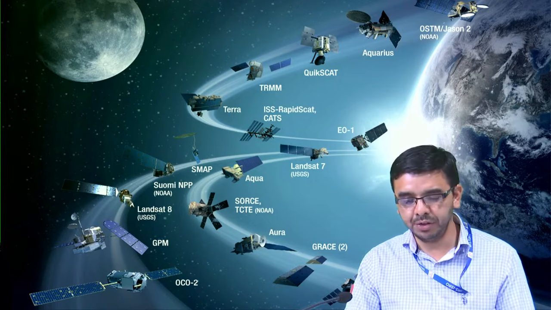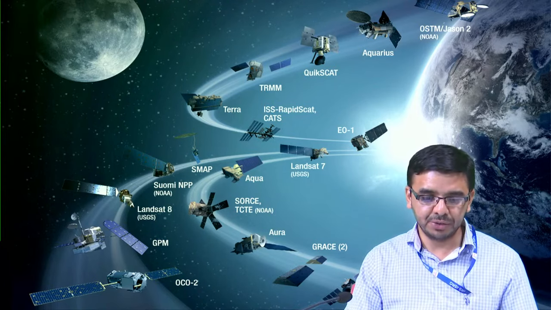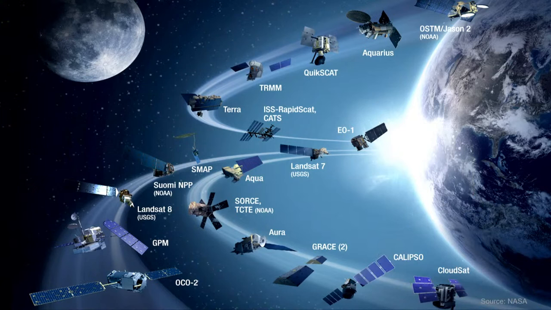These are the satellites for which the data is available on Google Earth Engine. If you are interested in GPM data, Landsat 8, Sentinel-1, Sentinel-2, any optical, SAR, any kind of data, almost all of the data which is freely available from any data provider is available on Google Earth Engine.